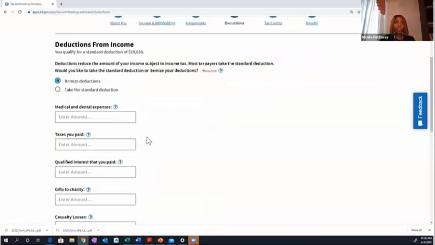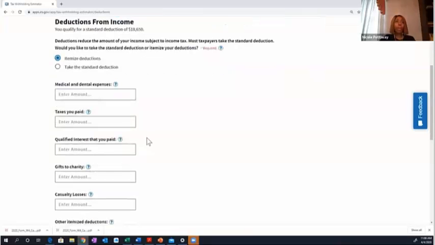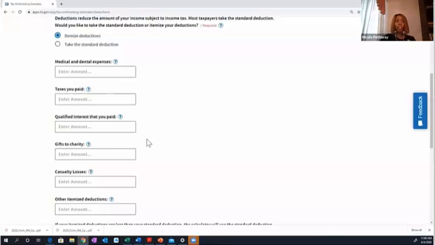Medical and dental expenses, taxes that you may have paid, qualified interest. I'm not going to go through these in detail because of the time, but I recommend clicking on each of these to understand what these are, because as you're helping other people complete the W-4, it's important that you understand, because they may have a situation or scenario where they would qualify for some of these areas.